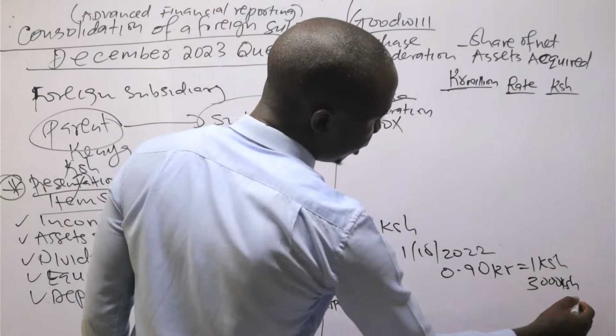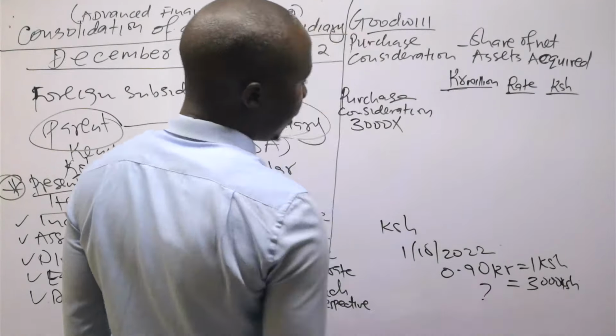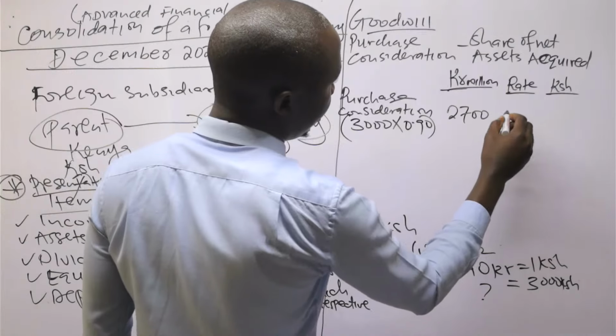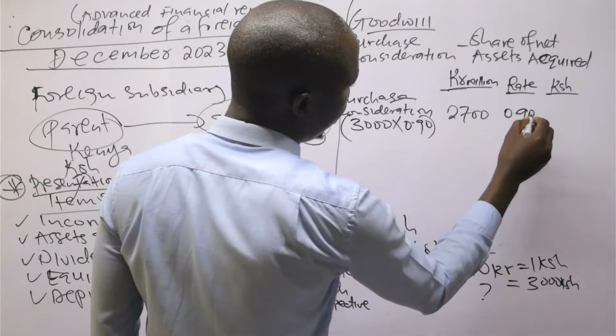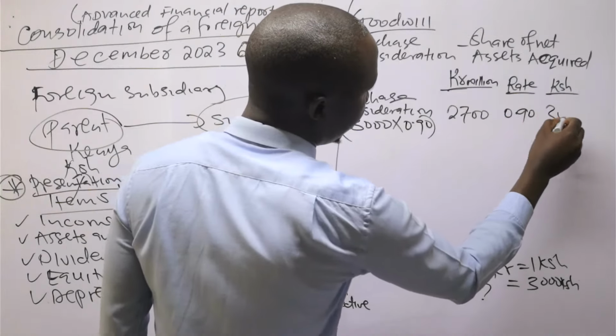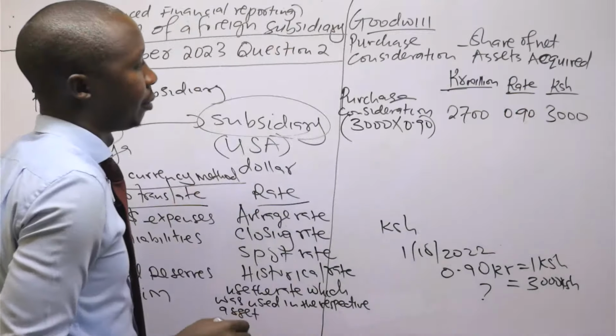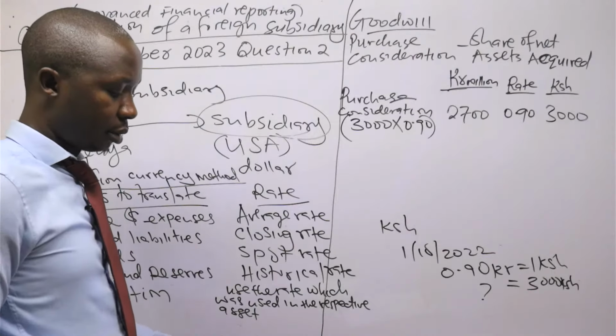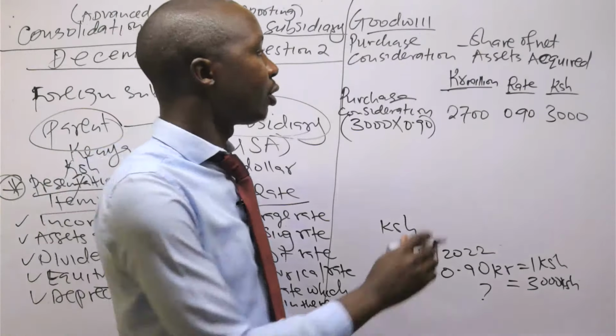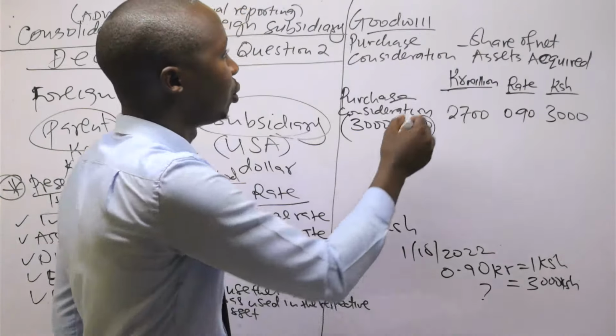I need this value in krona, so I will multiply it with 0.90. So this is 2,700 krona. The rate is 0.9, we have used it to translate this. So Kenyan shillings is 3,000. So that is the purchase consideration. Remember, which method am I using to compute the goodwill of S? I'm using the full method.